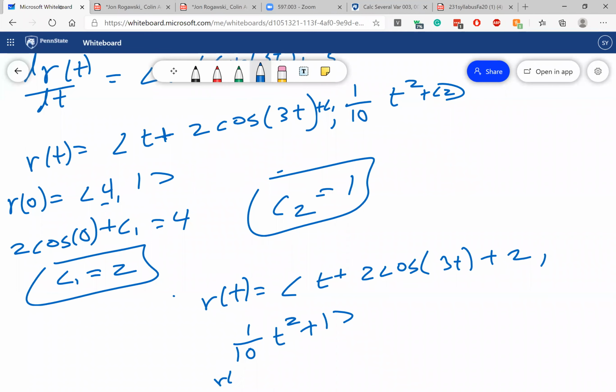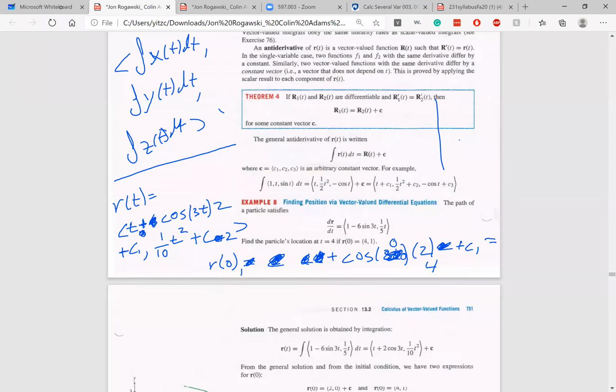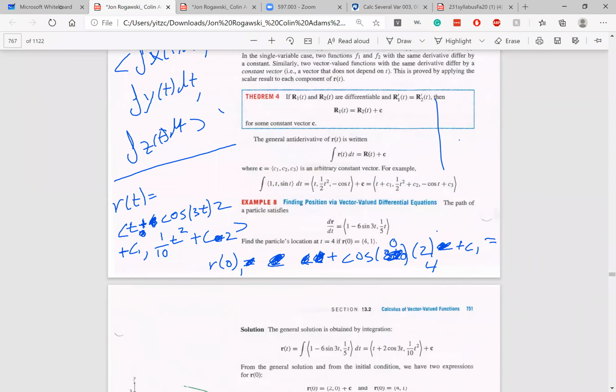And so then r of 4, because we wanted to know what this will be when t is equal to 4, r of 4 is going to be 4 plus 2 cosine of 3 times 4 plus 2, comma, 1 over 10 times 4 squared plus 1. Any questions about this?